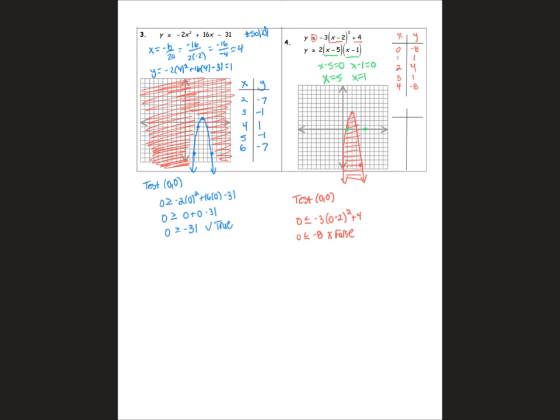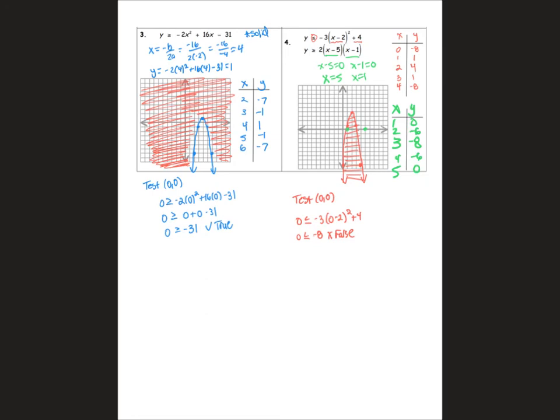Divided by 2 is 3. And if I plug 3 in, 3 minus 5 is negative 2. Times the outside factor of 2 is negative 4. 3 minus 1 is 2. I get negative 8. Pick a couple points to the left and right. So we would get 1, 0, 2, negative 6, 3, negative 8, 4, negative 6, 5, 0.